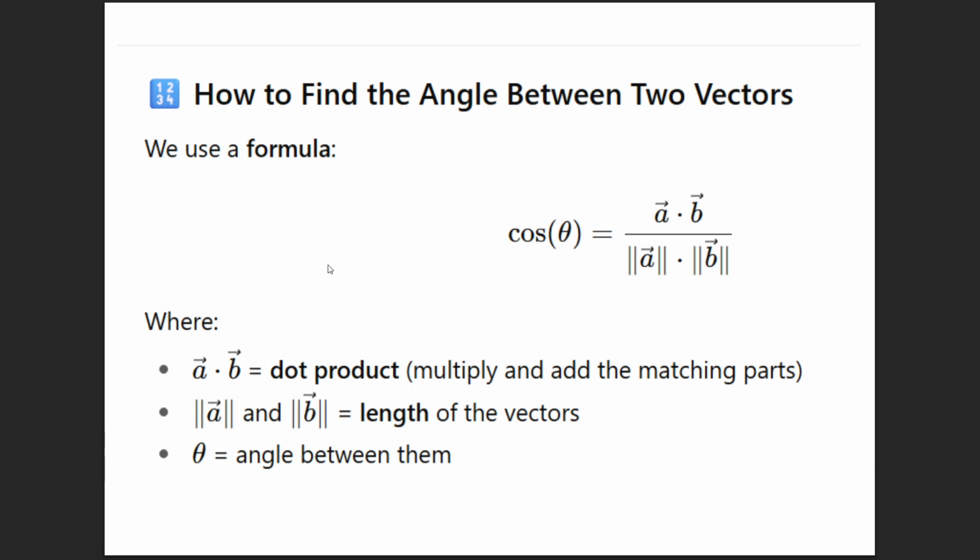Now see how to find the angle between two vectors. For finding the angle between two vectors, we use the formula cos theta equals a vector dot b vector divided by the product of their magnitudes. First we have to find the dot product, then apply this, and then we find the theta value, that is the angle between them.